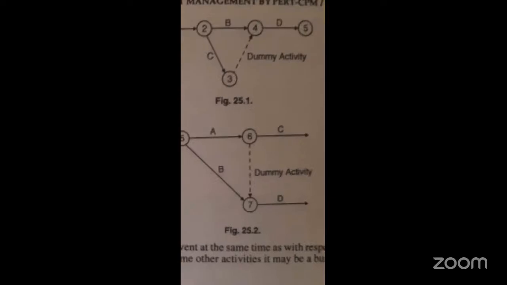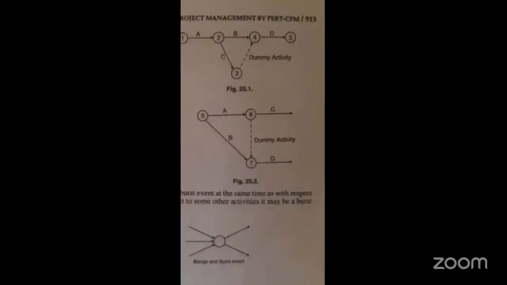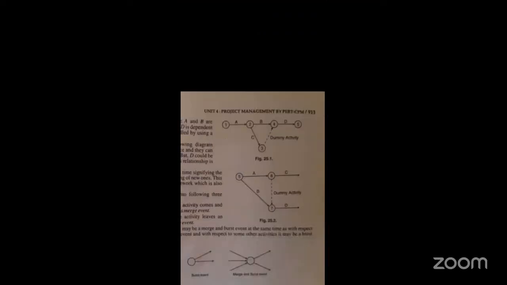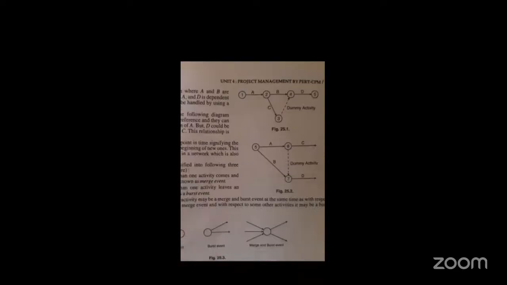And we have dummy activities in the second example also. From 5 to 7 we have one route map, and from 5 to 6 we have one route map. But from 6 to 7 there is no route map, so in between I am introducing one dummy activity. These are the dummy activities. Next.